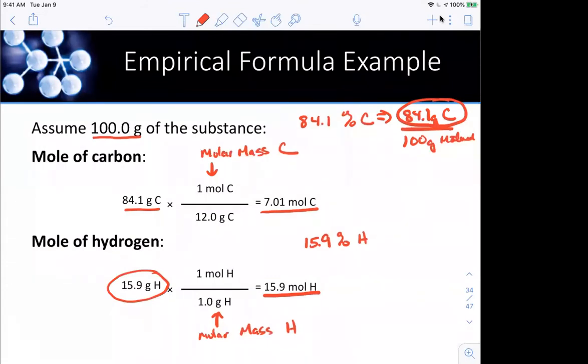So this is the amount. I have 7.01 moles of carbon for every 100 grams of substance. And I have 15.9 moles of hydrogen for every 100 grams of substance. I want to use these mole values in order to come up with a ratio.